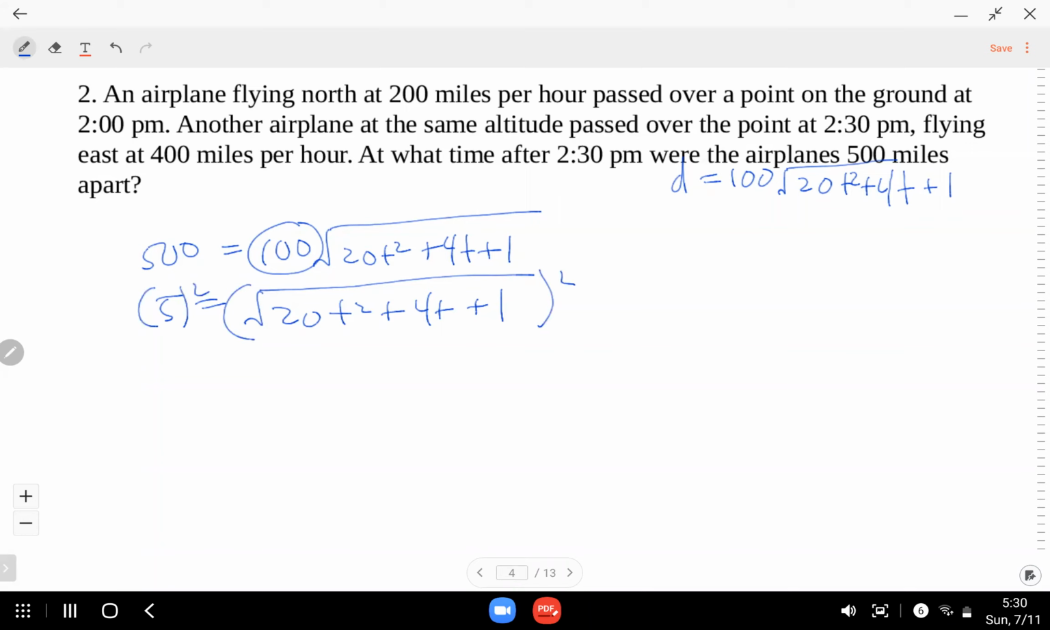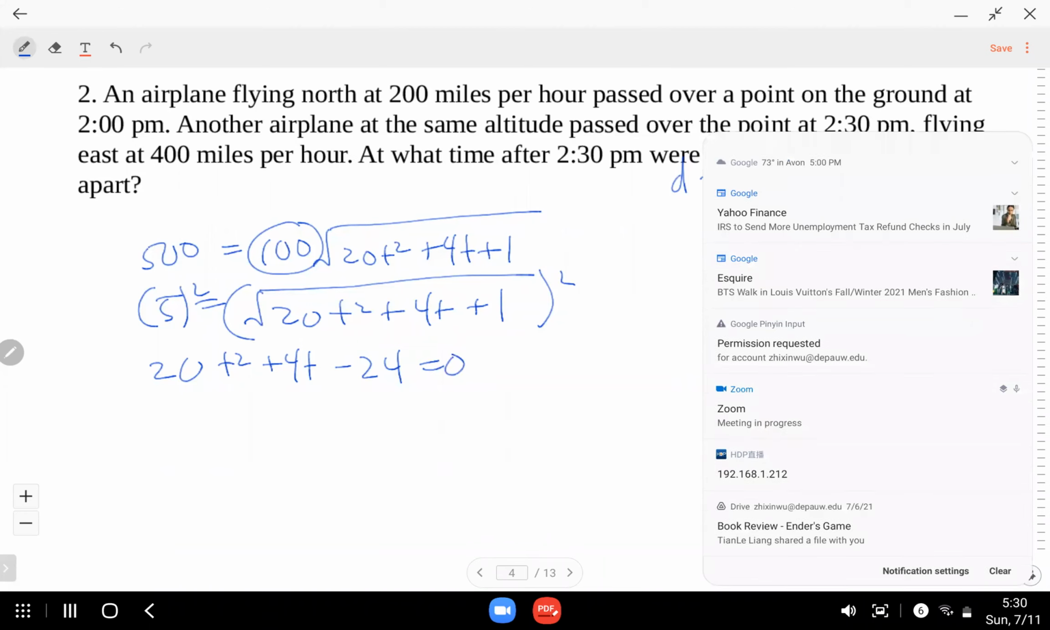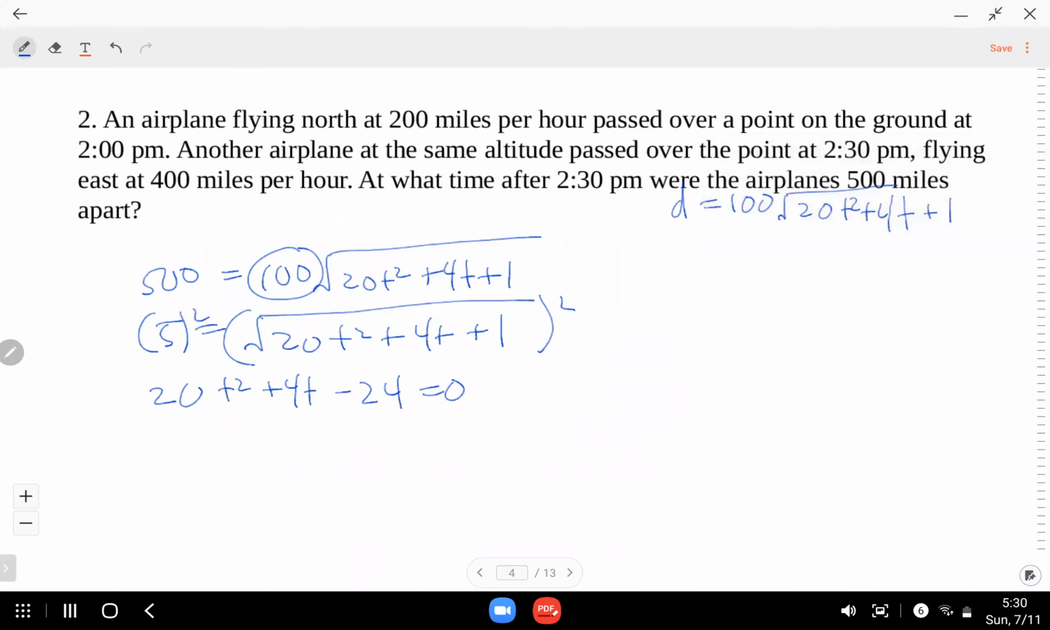Basically, you get the quadratic equation 20t squared plus 4t minus 24 equals 0. And then you see here, there's a common factor of 4. So you can just simplify: 5t squared plus t minus 6 equals 0. That is how it's going to be.